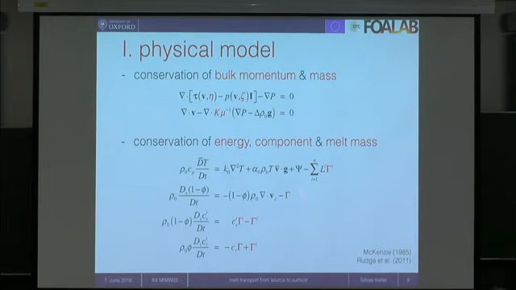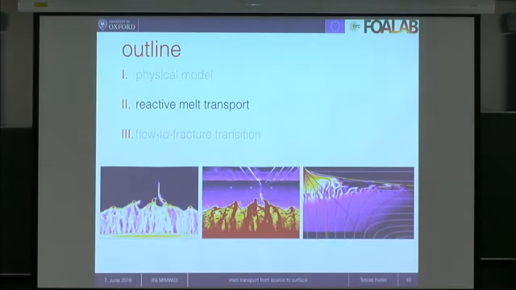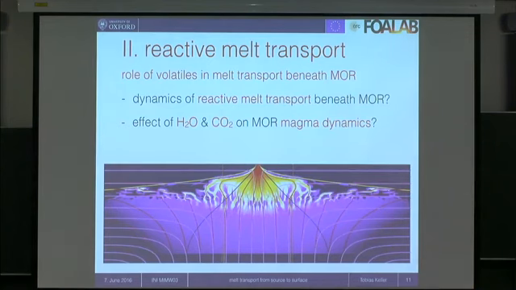And here, to close this system of equations, we need to find some prescription for these reaction rates. This is where I'm going to start the more application-oriented part of this talk, which is reactive melt transport. How do we actually describe these reactions? To motivate this a little bit with an earth science problem, I'm going to look at the role of volatiles in melt transport beneath mid-ocean ridges, and in particular the effect that the dynamics of reactive melt transport have on the mid-ocean ridge system. And obviously, I'm implying already that the volatiles will have something to do with reactive melt transport. I'm going to come back and explain that in more detail.